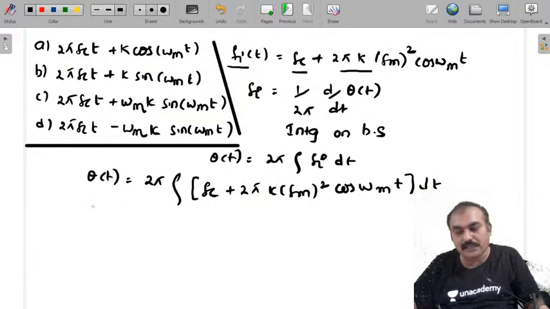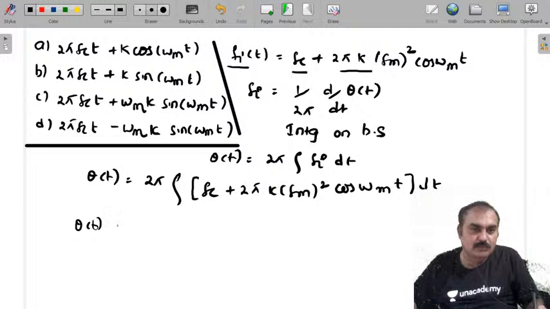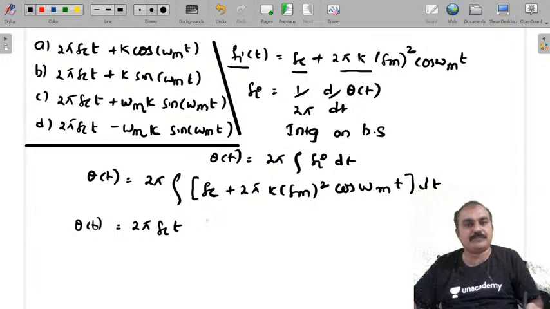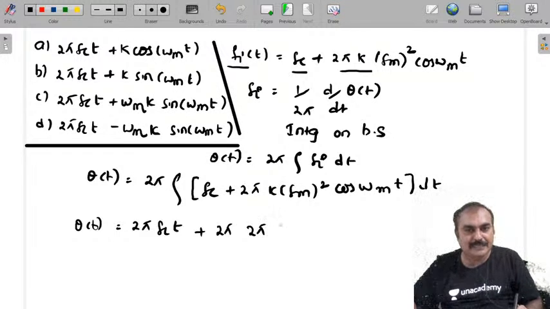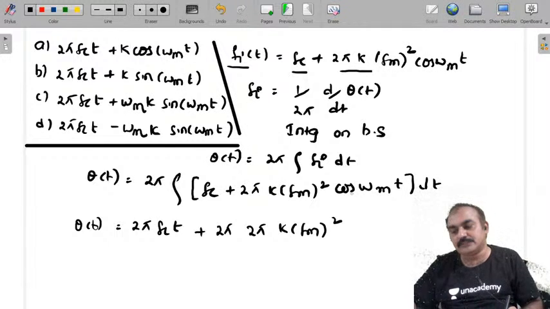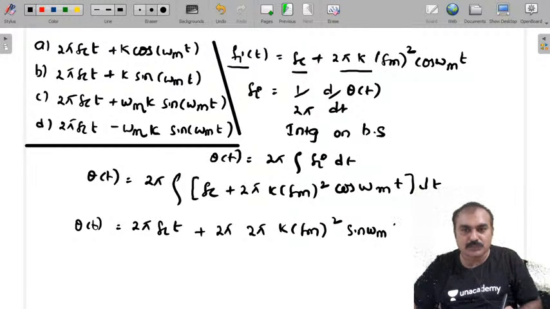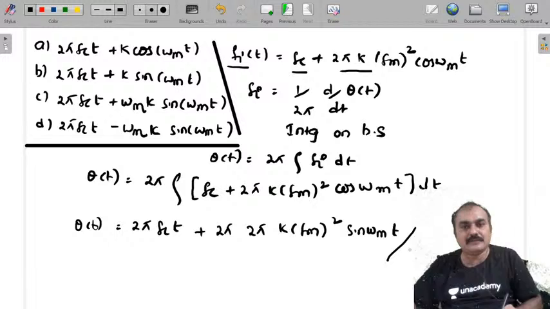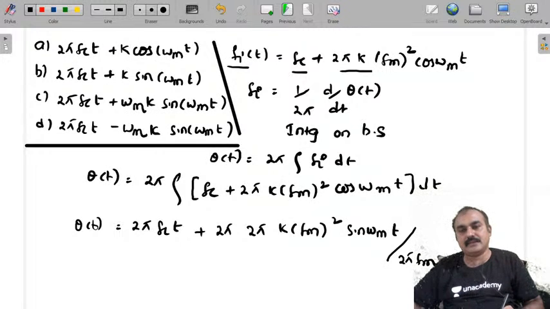Then what happens to the theta of t value? Theta of t equal to 2 pi Fc into integration of 1 dt. It is nothing but 2 pi into Fc into T. Next, again multiplying by 2 pi, and here 2 pi is there. K into Fm square is already there, and integration of cos becomes what? Sine omega m into T divided by omega m. What is omega m? Omega m is 2 pi into Fm, my dear students. Is that clear over here?